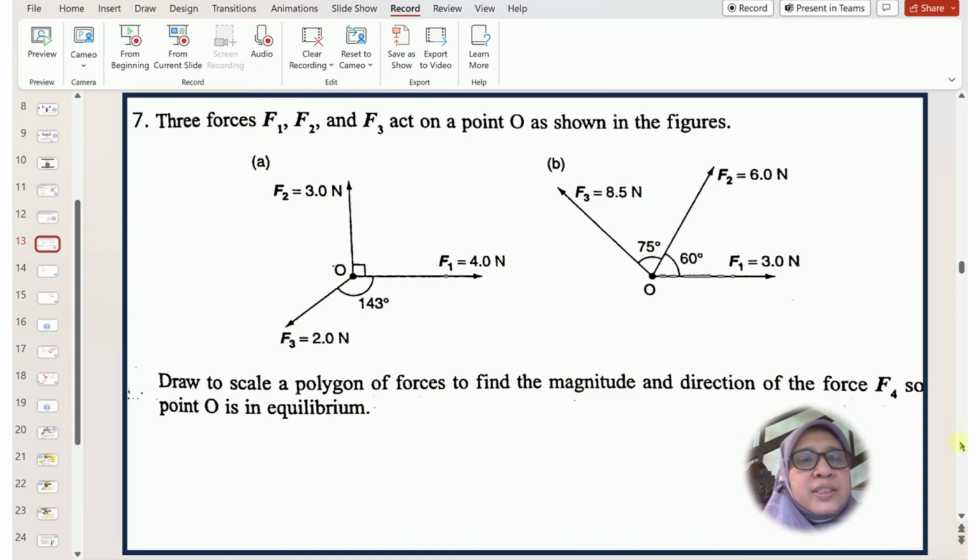Okay, question 7. Three forces F1, F2 and F3 act on a point as shown in the figure. Draw to scale a polygon of forces to find the magnitude and direction of the force F4. So point O is in equilibrium. You are given F1, F2, F3, so we are going to find the fourth force for questions A and B. We do question A first.